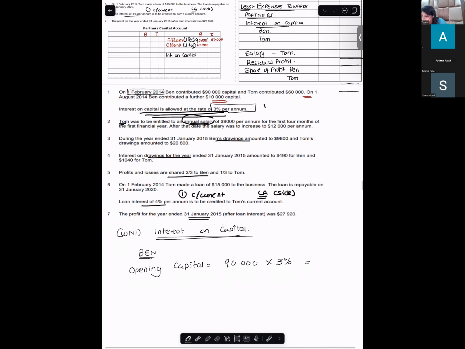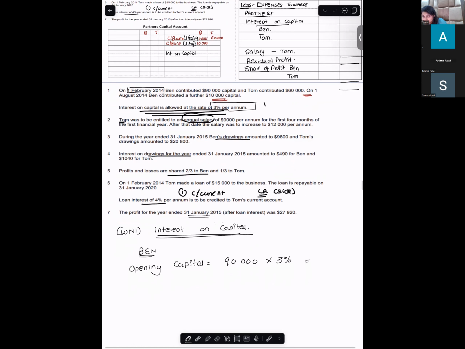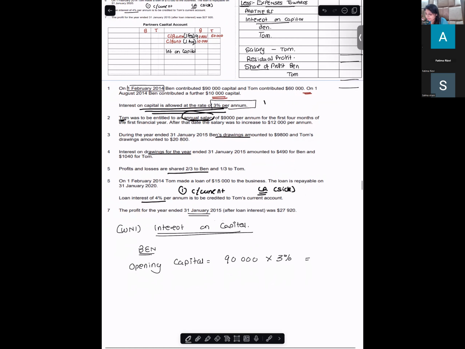When is capital contributed? 90,000 is for the full year. So 90,000 into 3% is how much? 2,700. It is 2,700. It is calculated separately for opening capital and separately for additional capital.